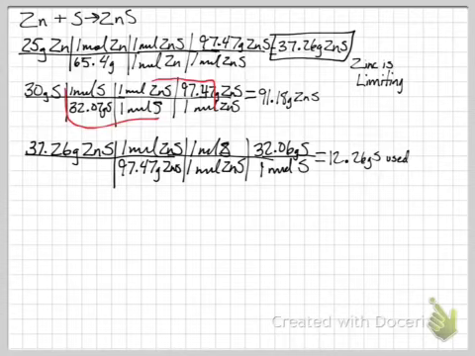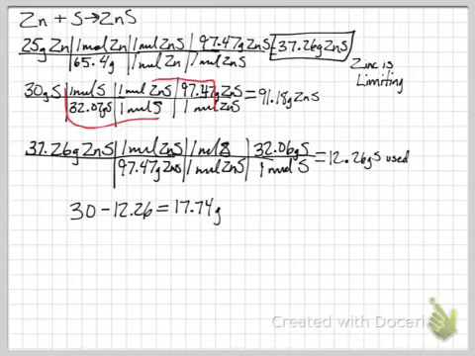Now, this isn't the actual answer. We have one more step to go, and this is actually an easy one. If I've only used 12.26, how do I figure out how much is left? Well, if I started off the overall reaction with 30 grams, and I used 12.26, all I have to do is subtract. So I'm going to subtract 30 minus 12.26, and that gives me 17.74 grams left over of my excess reactant.